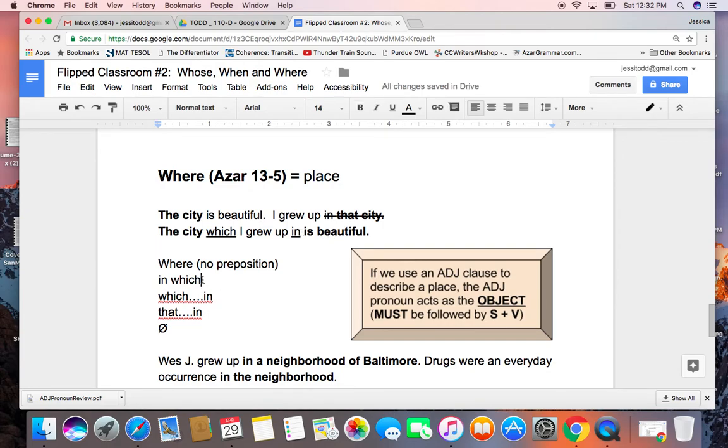Okay. What's the difference between these two? This one is very informal. Okay. When I talk with my friends, I might say it. Okay. In which is very formal, very academic. If you're writing an essay, this is a good way to say it. If you want to impress somebody, this is a good way to say it. If you want to sound cool with your friends, this is not a good way to say it. This is a good way to say it.